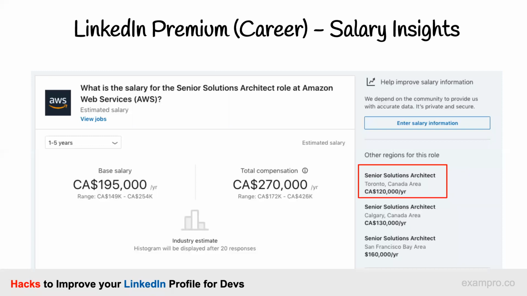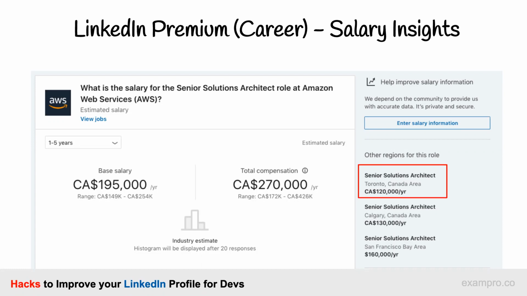In LinkedIn Premium, there are salary insights. I'm just going to check on time because I'm not even halfway. Yeah, we're fine. So salary insights: if you've ever used Glassdoor, you can get insights there by contributing your salary information. If you pay for Premium, you get salary information. I find that LinkedIn's salary insights are more accurate than Glassdoor.